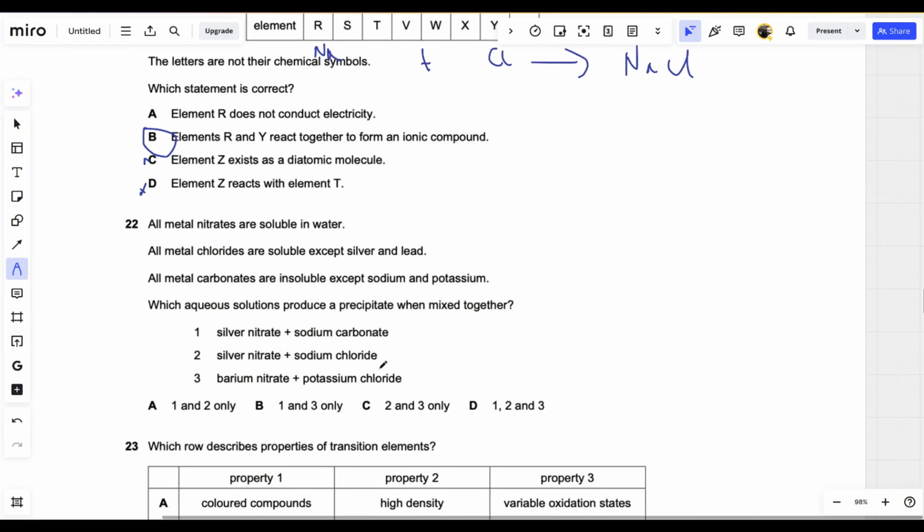We go to question 22. I think we should increase our speed if we have to finish faster.